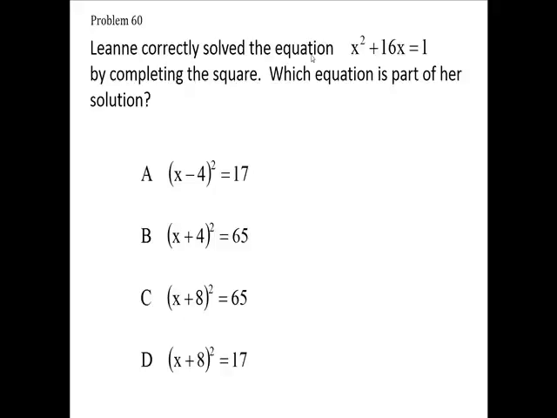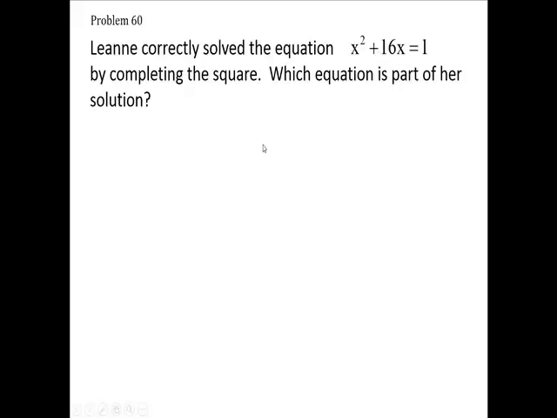Leanne correctly solved the equation x squared plus 16x equals 1 by completing the square. Key word there is square. We're going to complete the square. Which one of these four equations is part of her solution? So let's copy this down, make it a little bit bigger here.